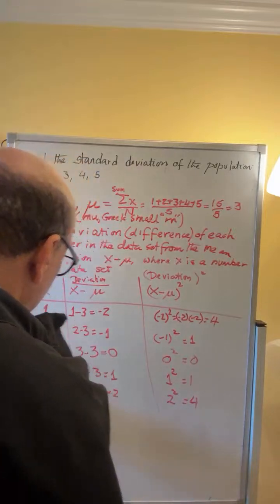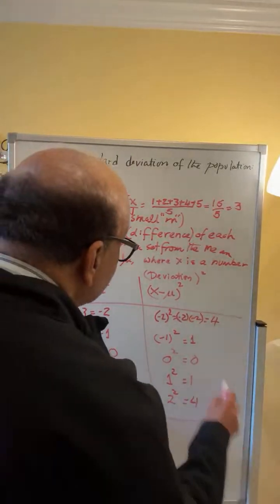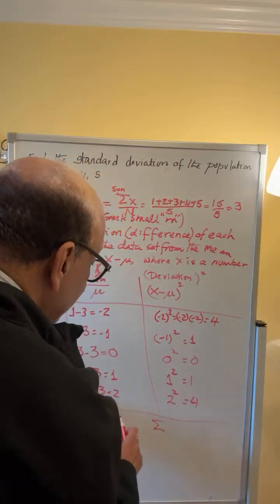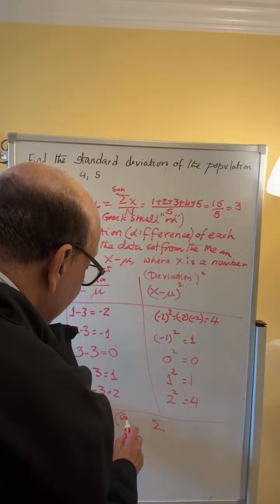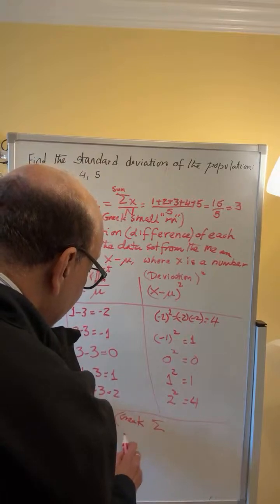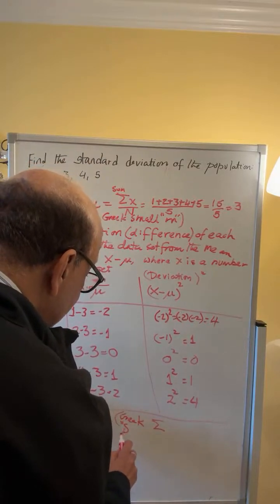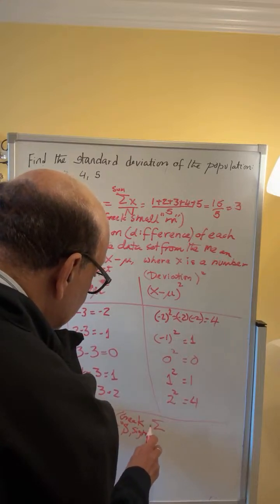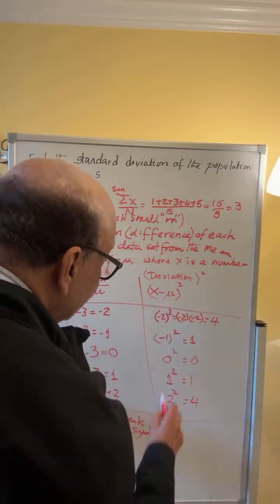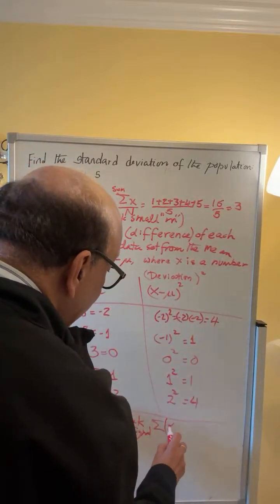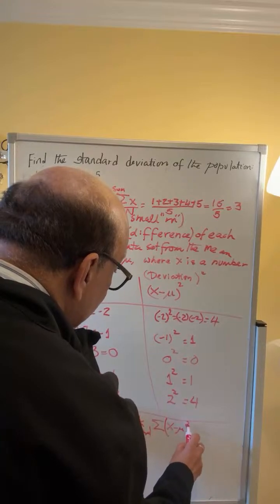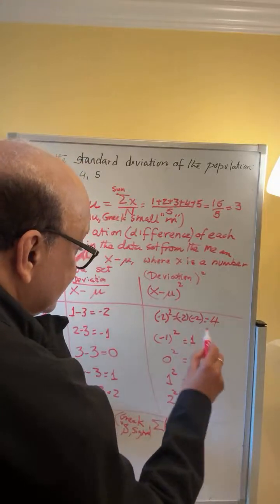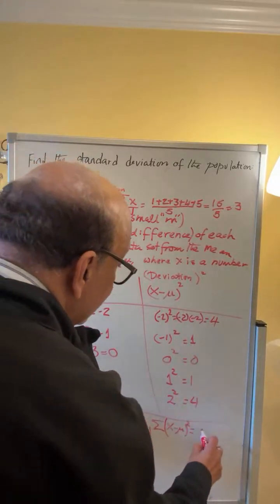Next, we will find the sum of the squares of the deviations. Again, this symbol is sum. It is Greek capital S, sigma, and it means sum. So we are going to find the sum of this column, or the sum of x minus mu squared, which is 4 plus 1 is 5, plus 1 is 6, 6 plus 4 is 10.